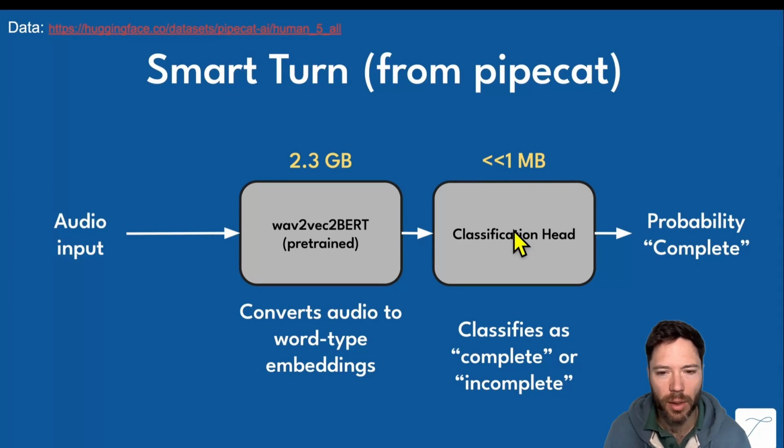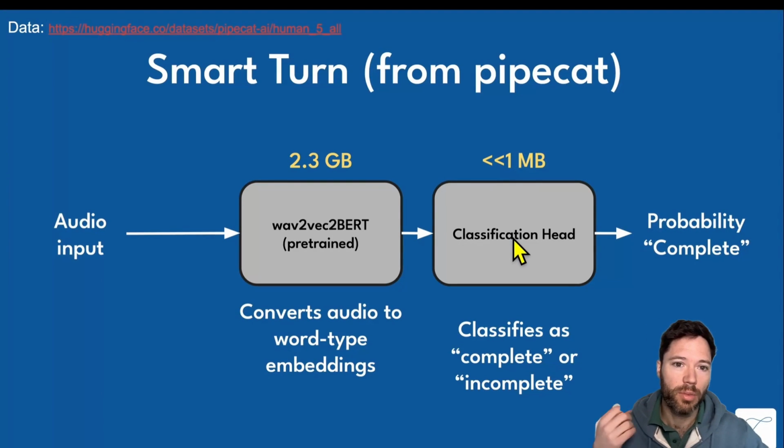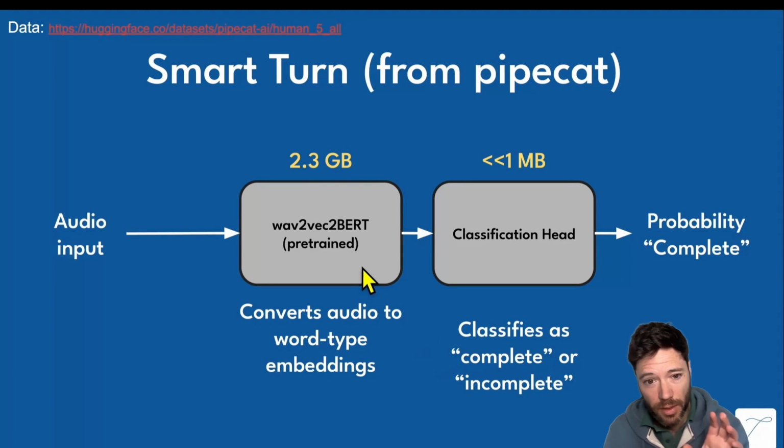I've put in less than 1 megabyte. Maybe it's a little bigger, but they're very small layers that convert this model to being a classifier and output a probability.